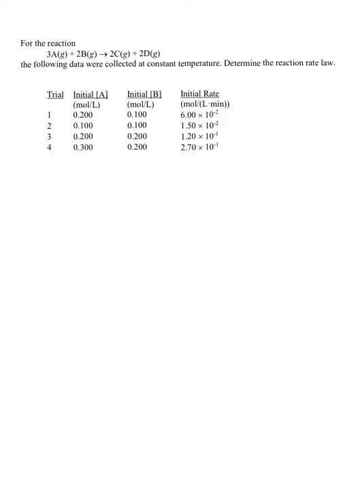In this example, we're going to determine a rate law for a reaction 3A plus 2B yield 2C plus 2D gases from initial rates, or in other words, experimental evidence about how quickly a reaction occurs. Notice that for the sake of writing a rate law, the coefficients of a balanced chemical reaction do not necessarily have any bearing over the order with respect to reactants. Therefore, we write down a rate law as follows.